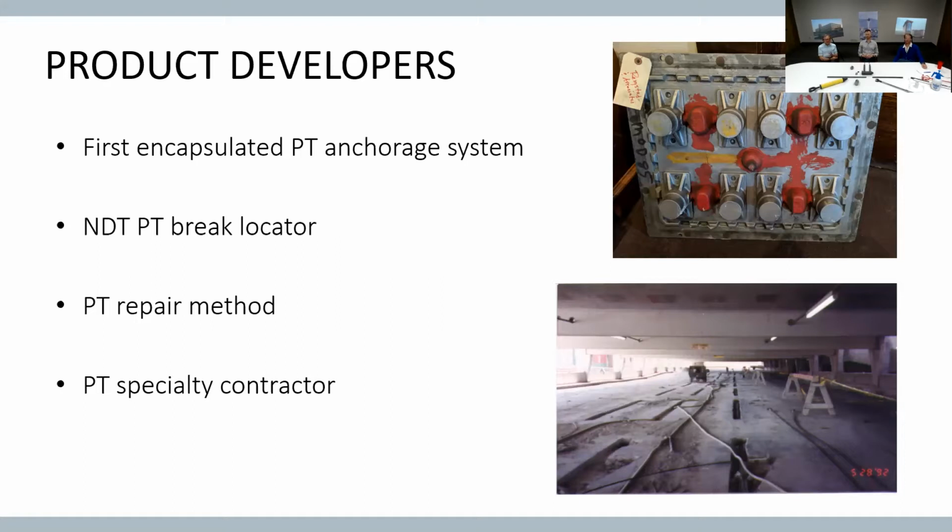And in addition, we then found some non-destructive ways. I like to be a computer programmer as well, to find, at high speed, broken tendons. And then we did the PT repairs of many of those, as a specialty contractor. And so we've been involved in all kinds of aspects of structural engineering.